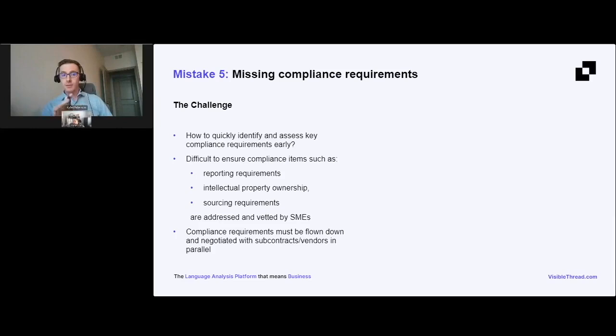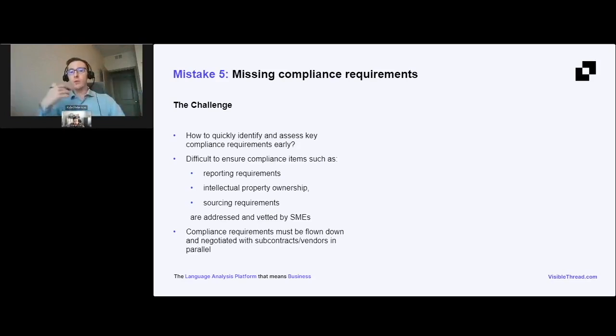So we want to flag these items. We want to get this into a format that's reviewable and actionable for our subject matter experts. And then we always want to remember and consider subcontract flow-down implications. Whatever we owe our customer, we need to make sure that our vendors and suppliers are required or obligated to provide what we need them to provide to meet our upstream obligations.